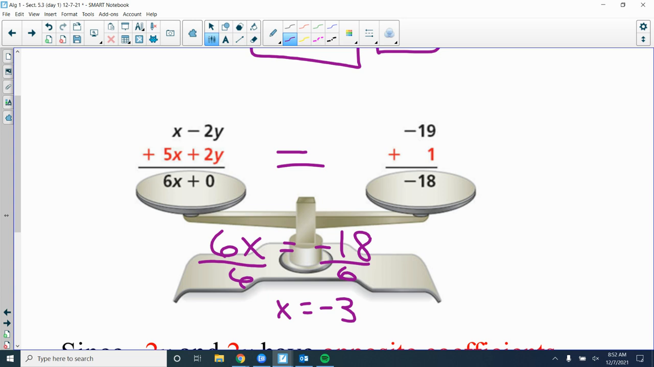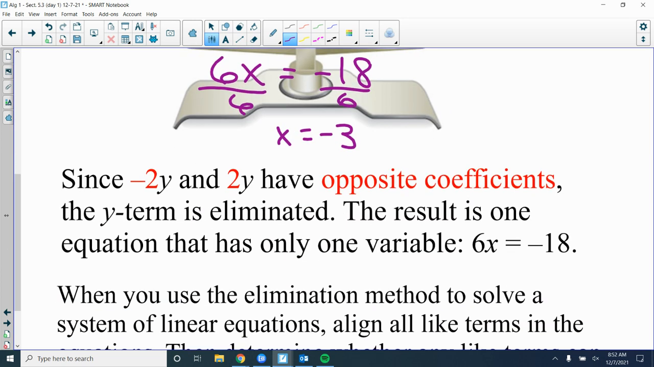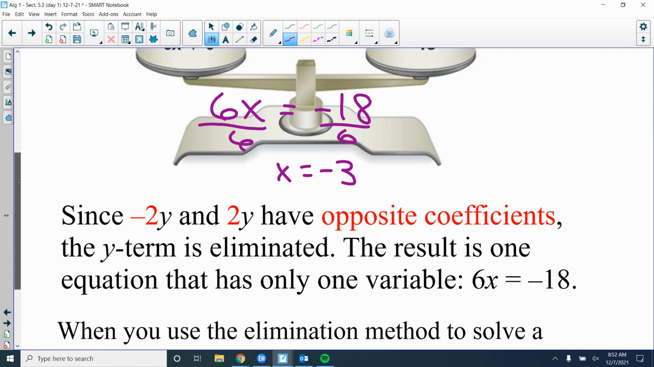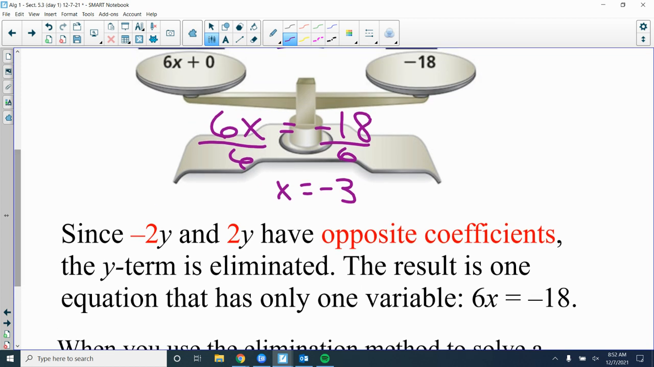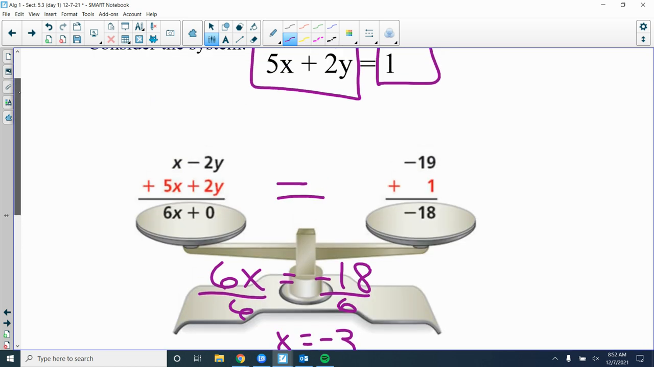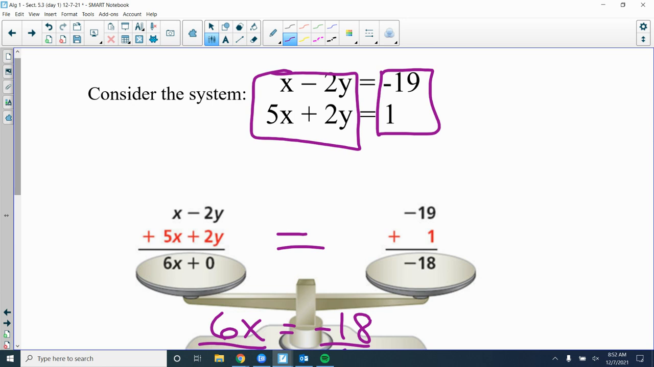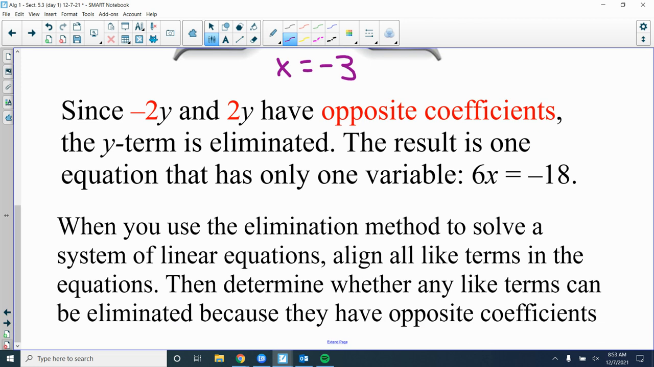Hey, that was easy. Basically, the negative 2y and 2y eliminated the y term. That's why it's called elimination. We're going to eliminate one of the variables. Right there, negative 2 plus 2 takes care of my y. It's gone. So now I can figure out what x is. When you use the elimination method to solve a system, you got to align the terms together, and then you just add. Now, not everything works out quite as nice, and we'll deal with that. But in this case, it did.